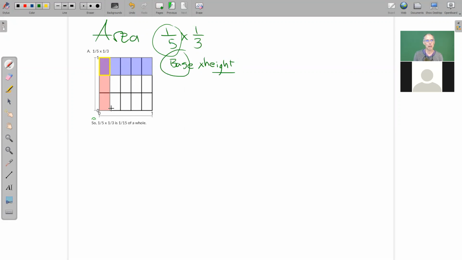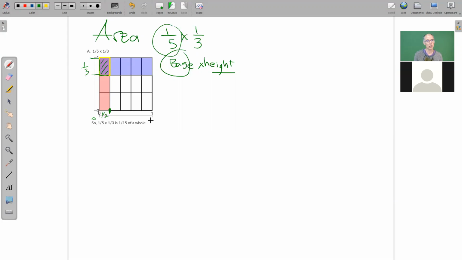Here I'm setting up my base, and I'm making a mark and saying this whole strip here is 1/5 of that 1 unit this way. And then my 1 unit in this direction, this chunk up here is 1/3 of that 1. This purple box where those two colors intersect is a region that is 1/5 by 1/3. So that purple region is my answer. I just have to figure out what the answer means.